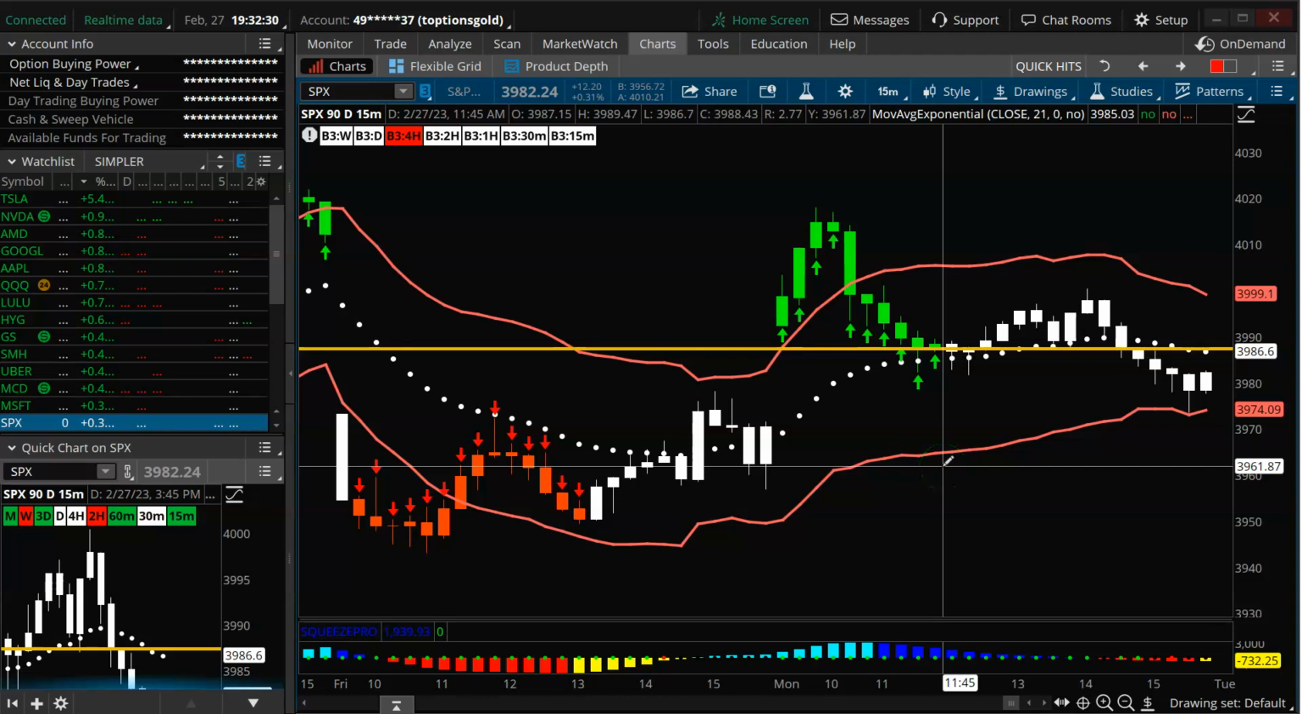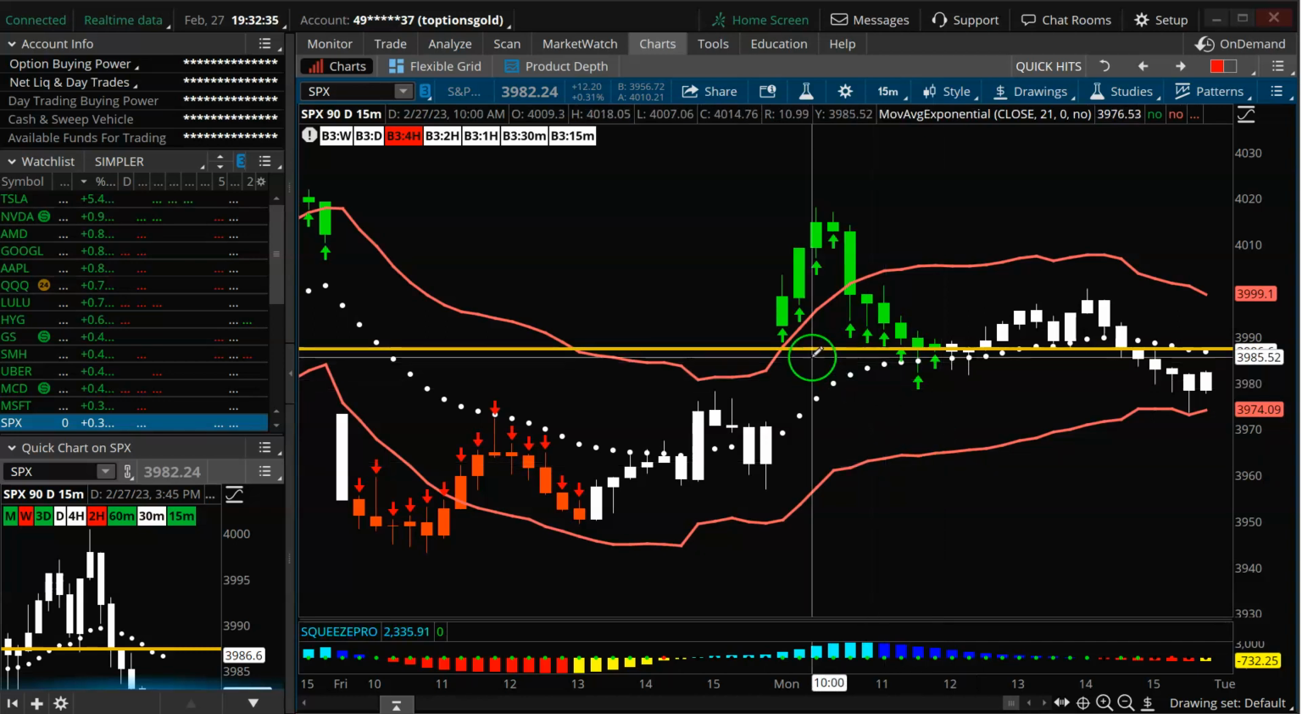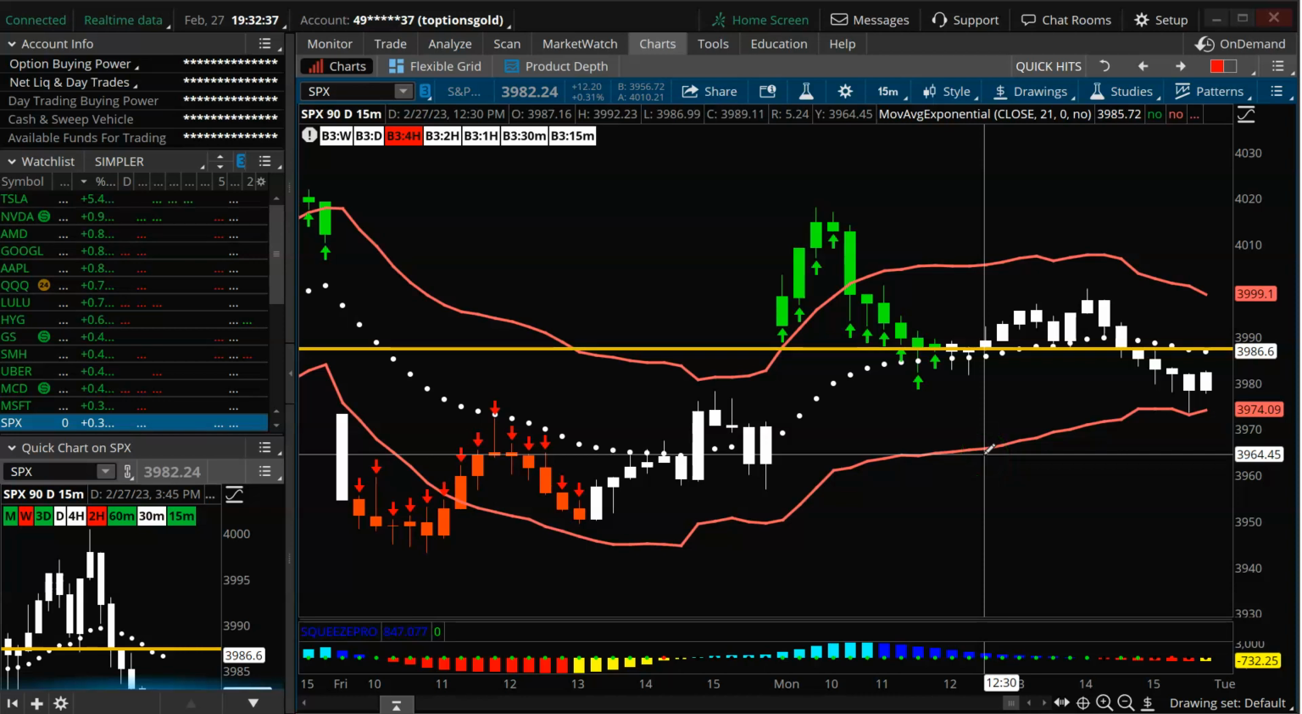Tonight is Monday the 27th of February, and we got a good one lined up here tonight, folks. In my humble opinion, of course. So the topic of discussion tonight is perfecting your entries and exits. So we got a 15-minute chart here of the S&Ps, and here's today's action.